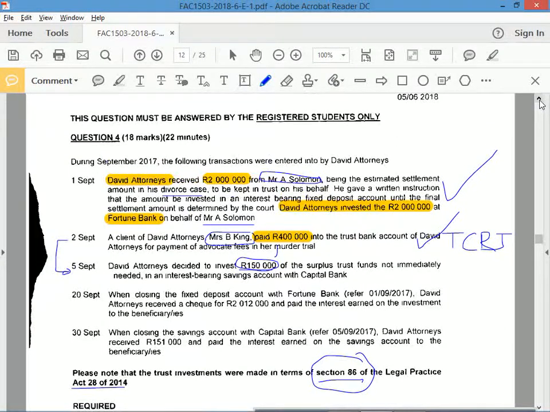How do we know that? Okay, but how do we know that from what we've read here? It says, if it's surplus trust funds, it is client money. This is not the business's, it's client money. How do we know it's King's money? We don't know, because they didn't give us enough information.